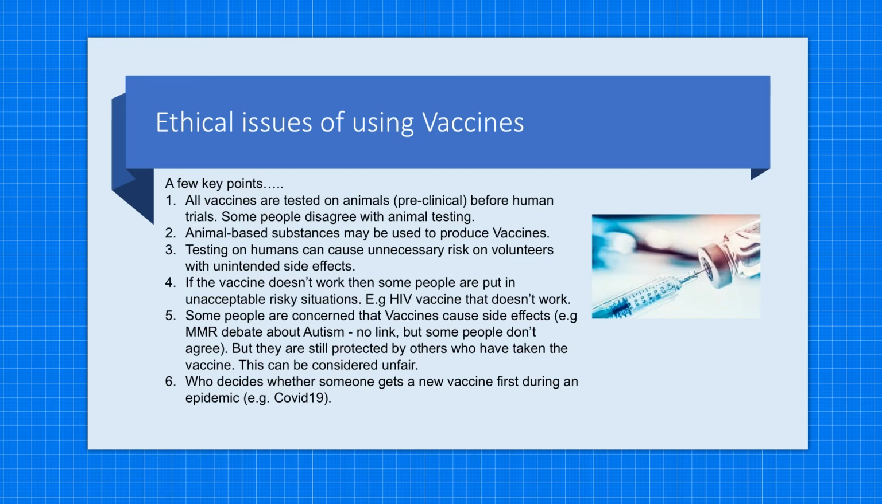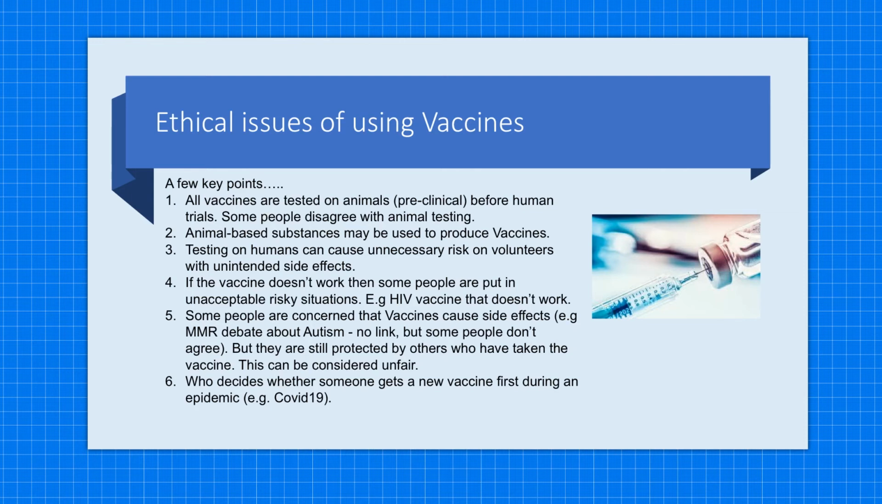Number five, some people are concerned that vaccines cause unacceptable side effects. So, for example, famously there are the MMR debates about autism. I hasten to add there is no scientific link between children having the MMR vaccine and autism, but some people would not agree with that.